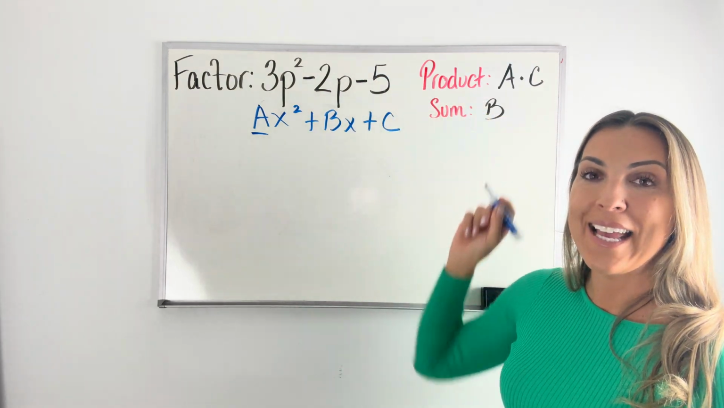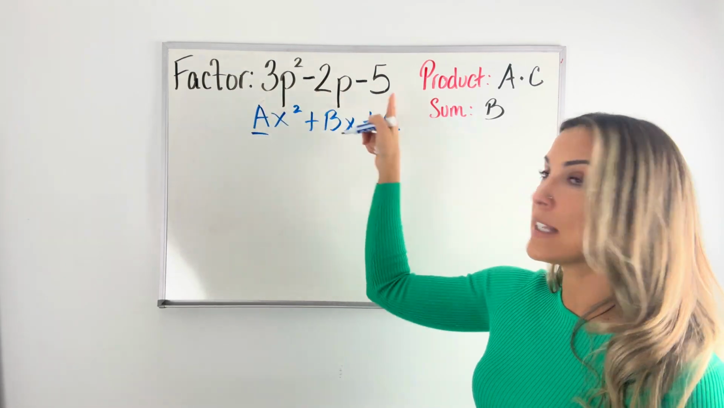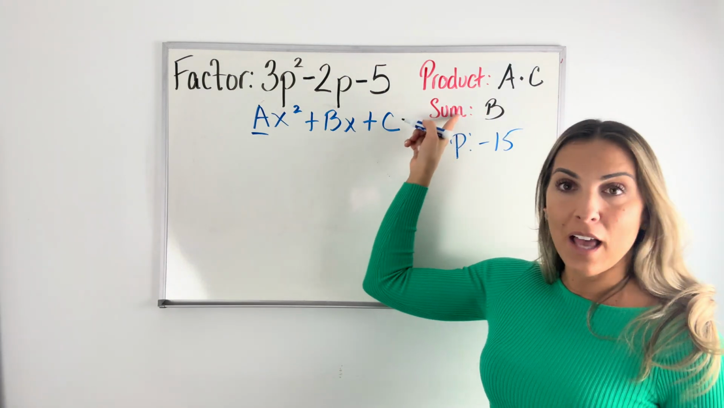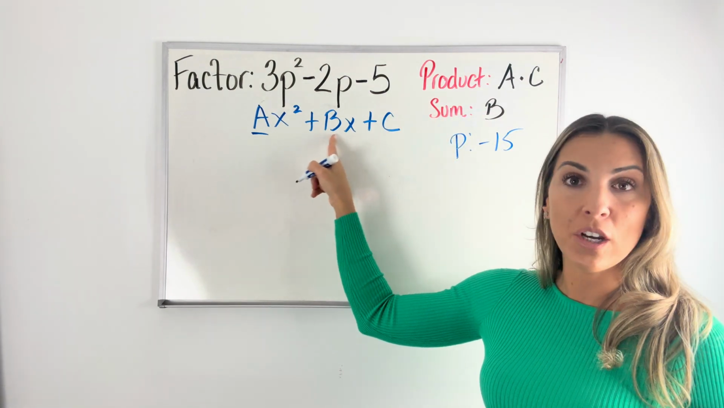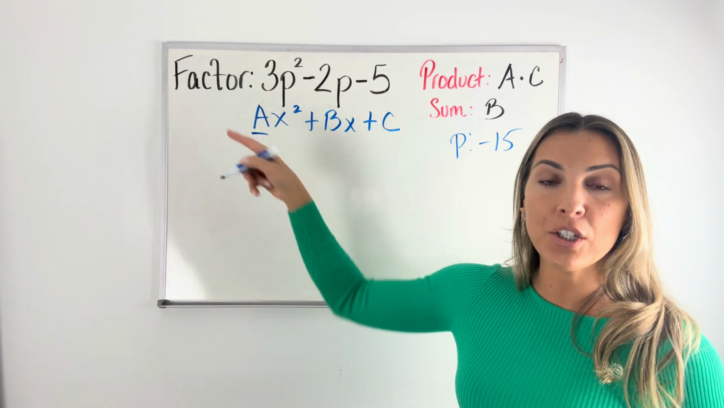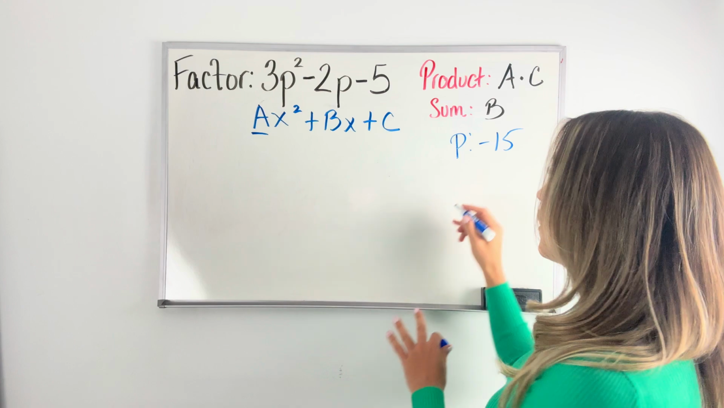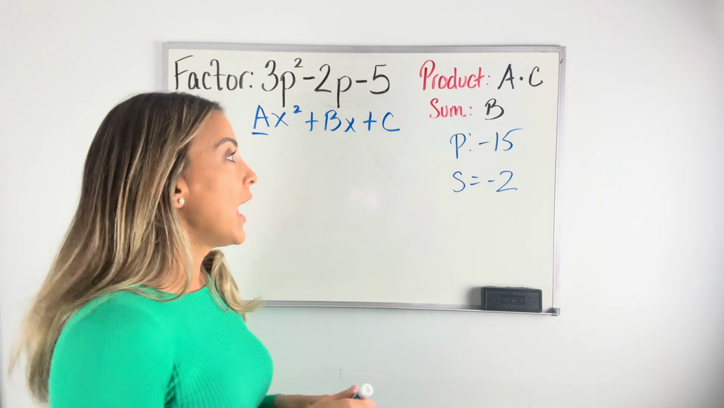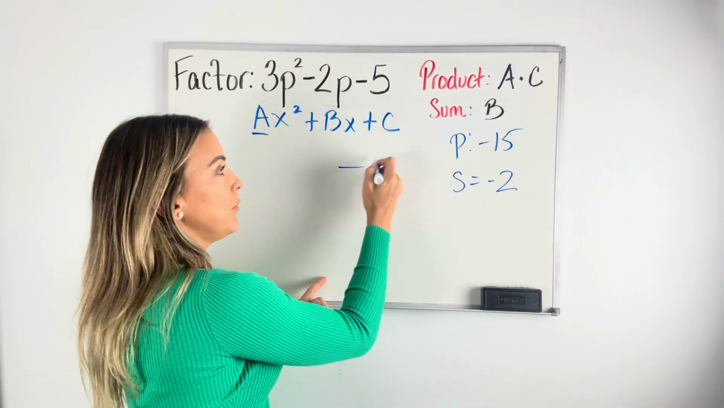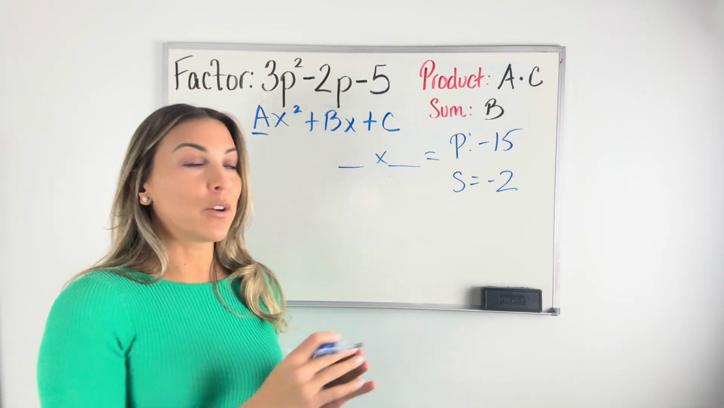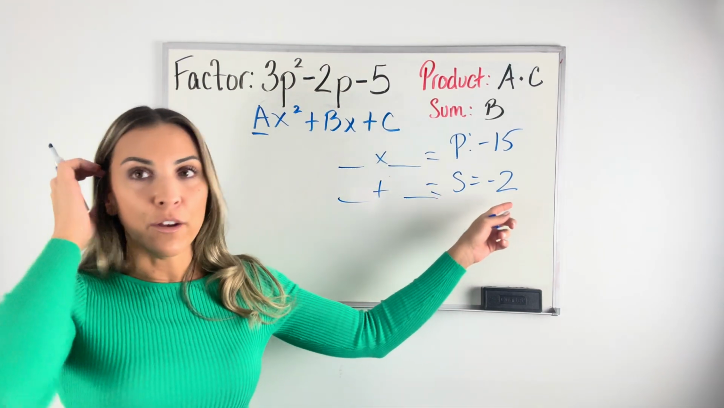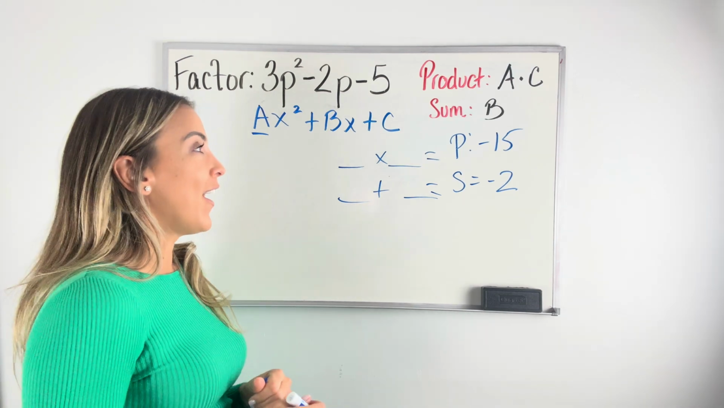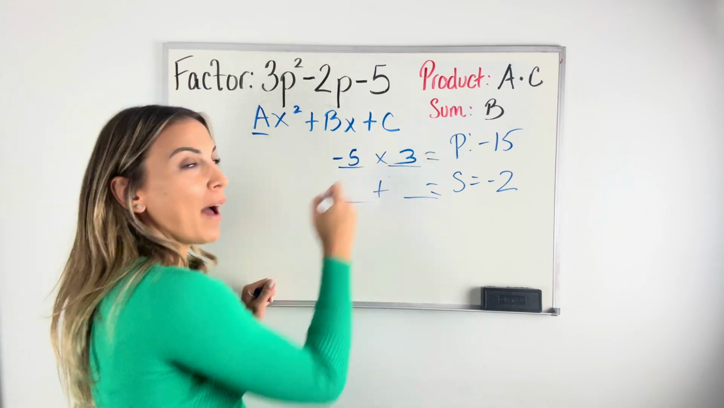So our product is a times c, in our case 3 times -5, so our product is -15. Our sum is b, the coefficient of x in a quadratic. When we look at our expression, the coefficient of x is -2, so our sum is -2. Now what this means is that I'm looking for two numbers that multiply to give me -15, and those same two numbers add to give me -2. Now it's just about figuring out what those numbers are. Think about it before I say it. All right, if you got -5 and +3, you are correct.